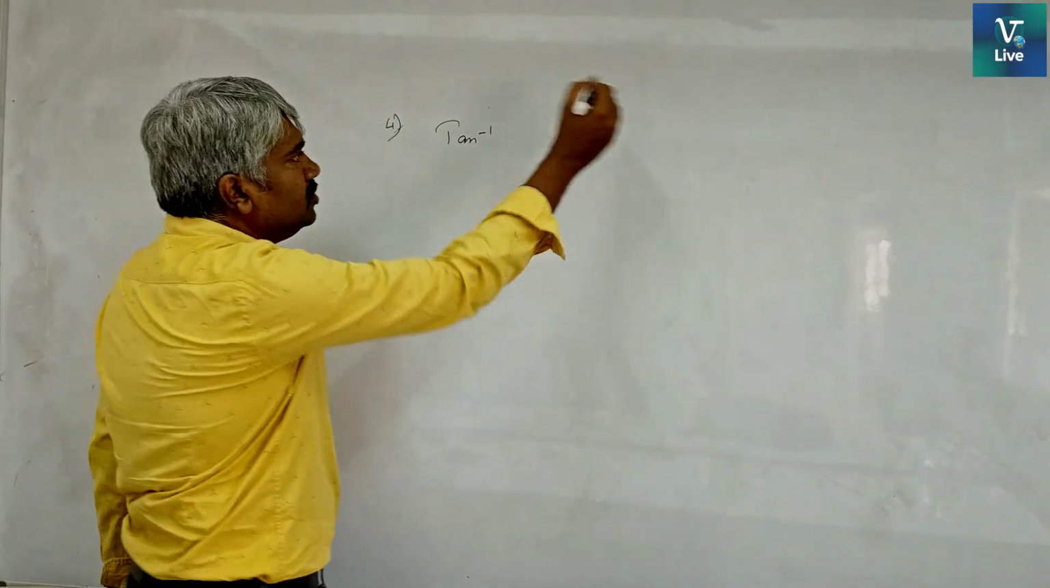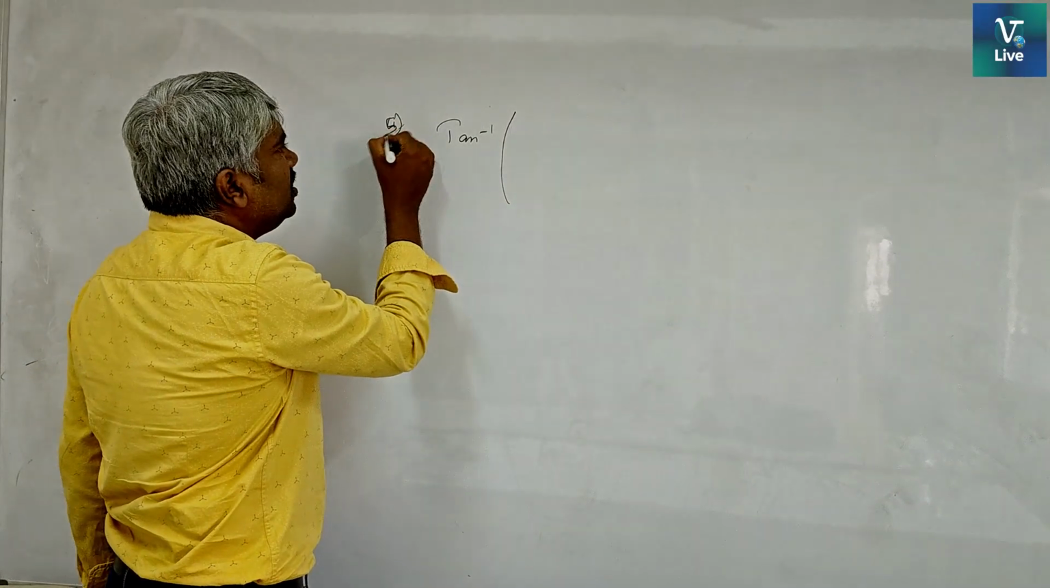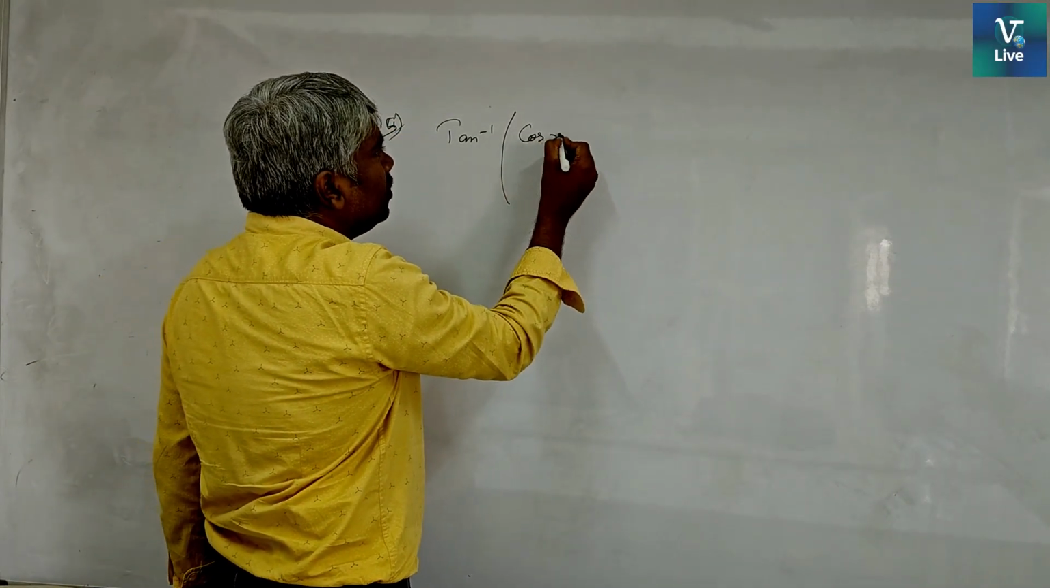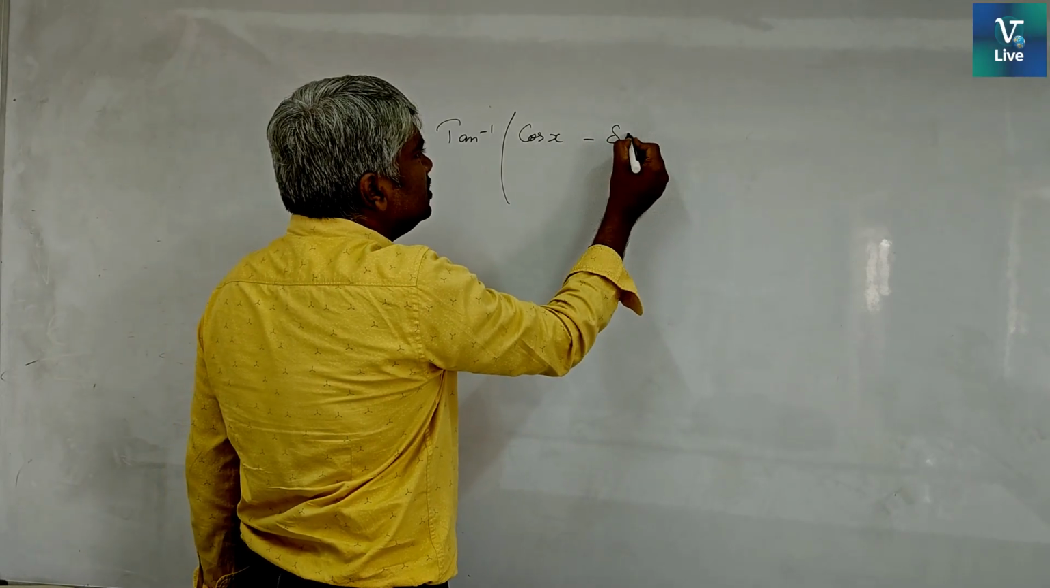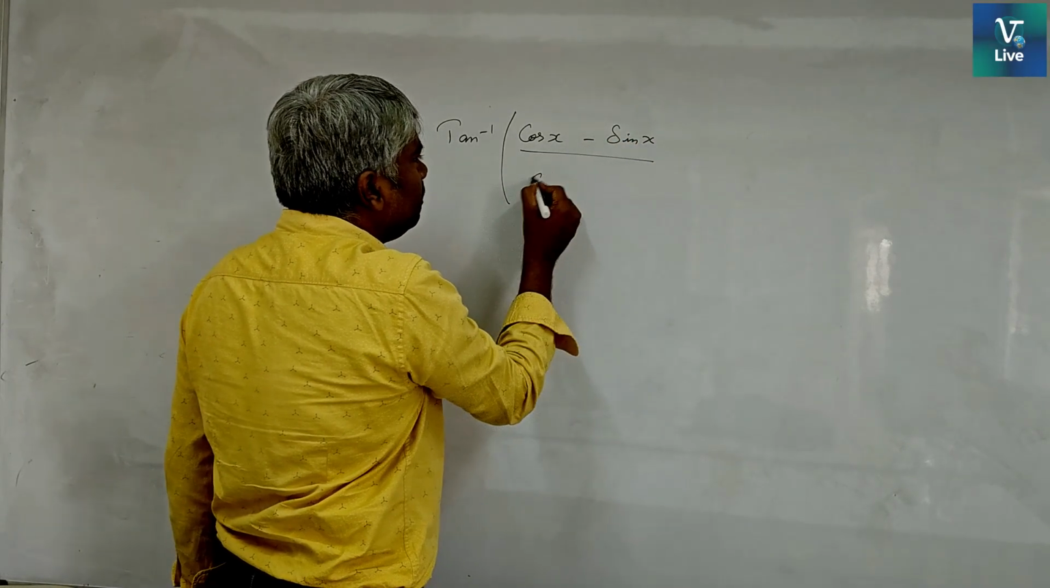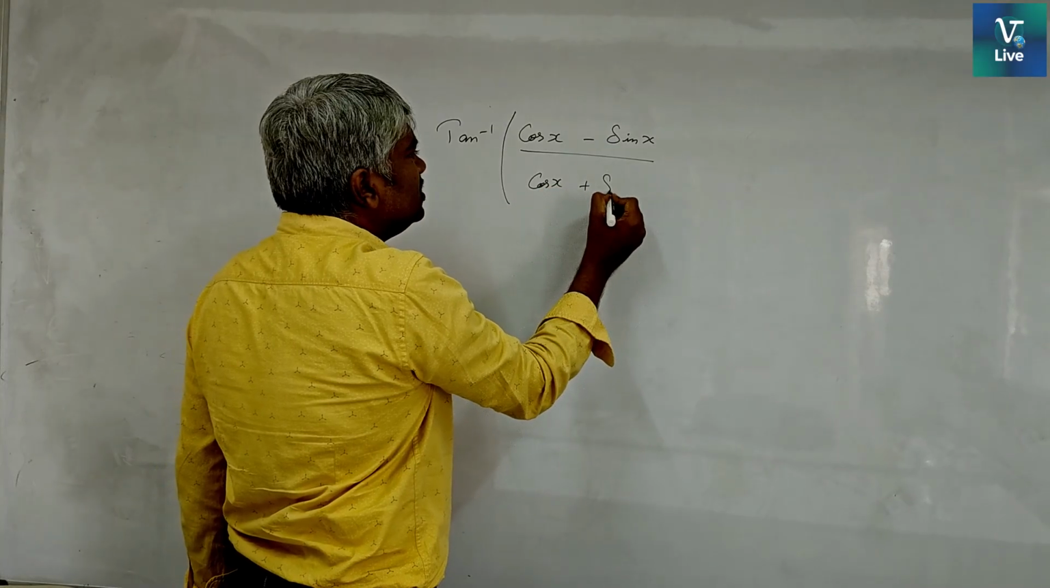Next question, fifth question, tan inverse of cos x minus sin x by cos x plus sin x.